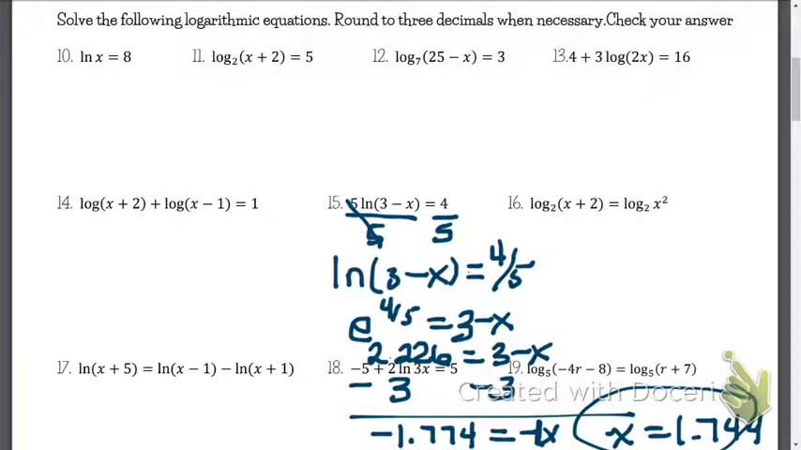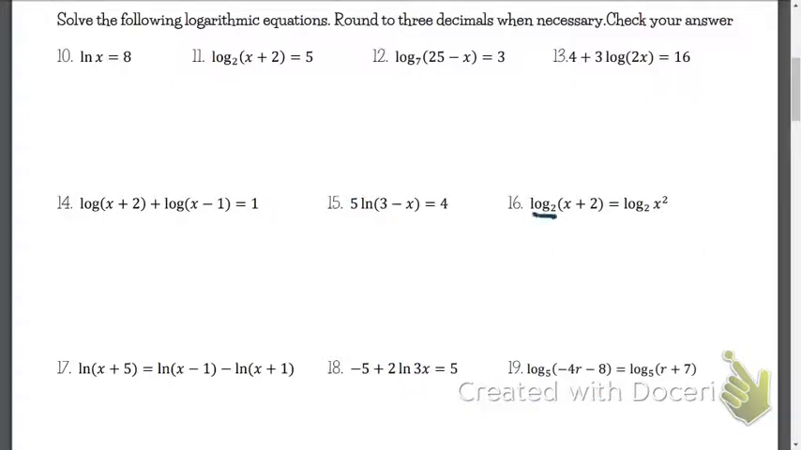Number 16. Look, same logs. X plus 2 equals x squared, and then you can solve from there. The same thing with 19. They have the same logs. You can solve from there.